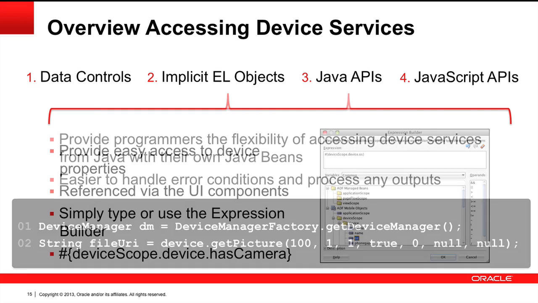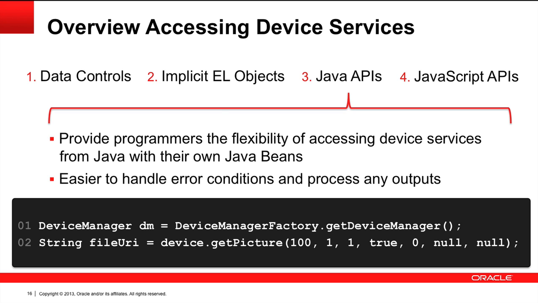Moving away from the data controls and the EL expressions, we've also got the Java APIs. Now, the data controls are all good and well for quick drag and drop creation of pages, for instance, to take pictures on your device, but sometimes you're going to need more programmatic control about the actual access of those devices, and this is where the Java APIs come in. Now, we'll definitely have a more in-depth look at those Java APIs in this presentation, but very briefly you can see down below a piece of Java code where we get a handle on a device manager singleton, and through that device manager singleton, on line 2 here we can see that we've simply called the getPicture method, which will ultimately return a URL, or in fact a URI in this case, to a location where the picture's been stored on the device.